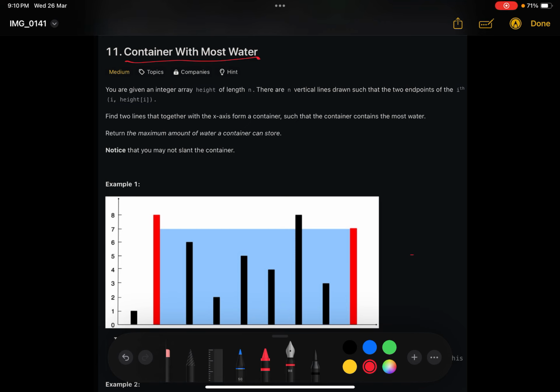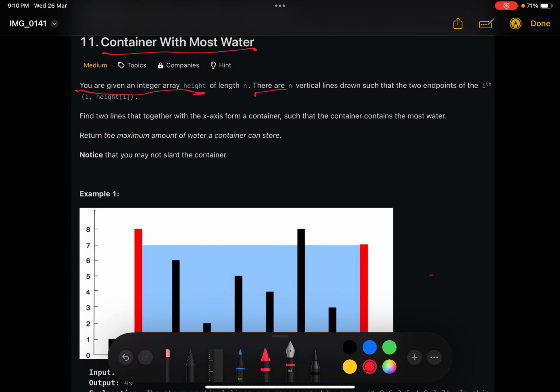The question is saying you are given an integer array height of length n. There are n vertical lines drawn such that the two endpoints of the ith line are at i and height h. Find two lines that, together with the x-axis, form a container such that the container contains the most water. You have to return the area of the container which will contain the most water.